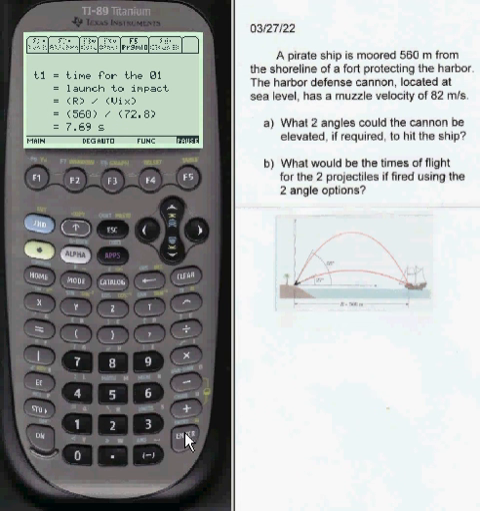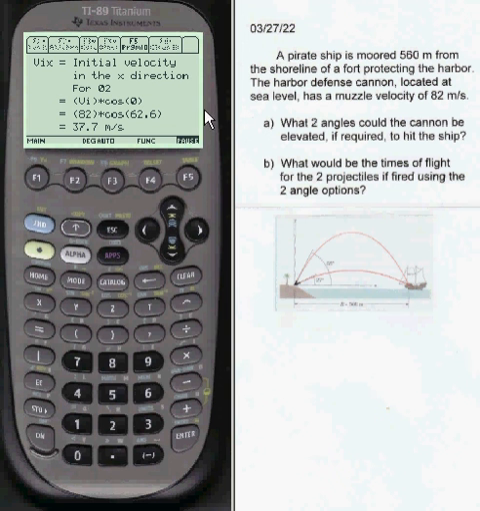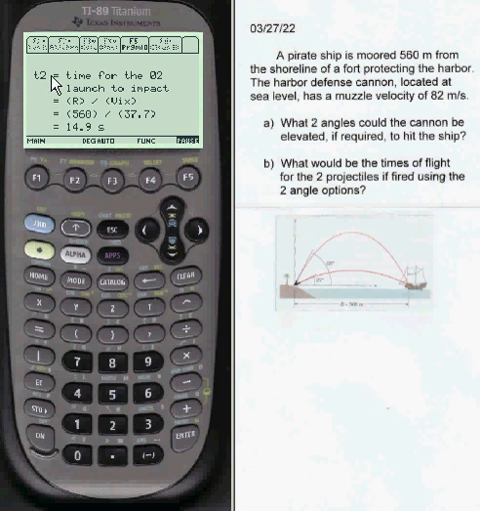For the second angle, we do the same thing. We come up with 37 meters per second, and we find the time, 14.9 seconds. So we've answered both parts of the problem here.